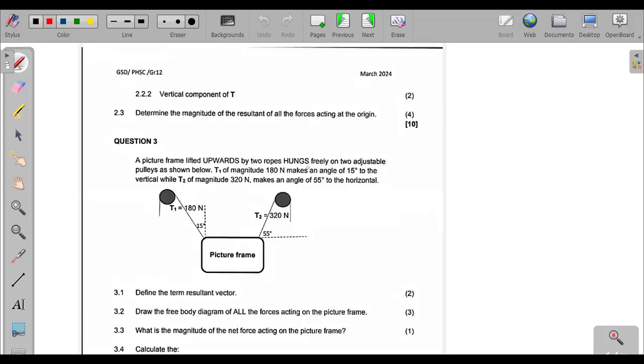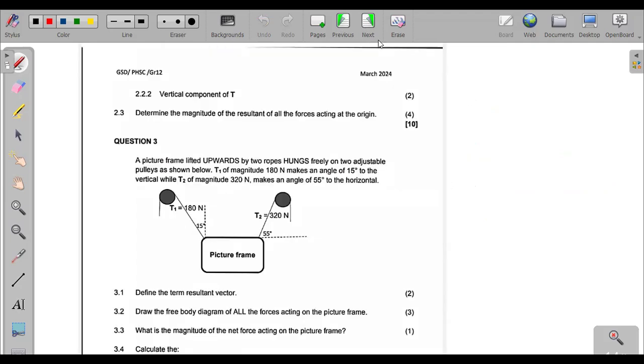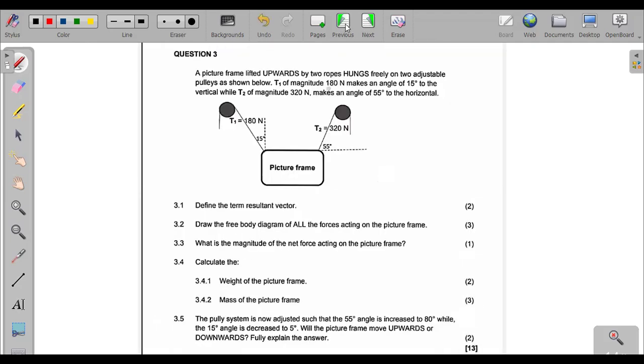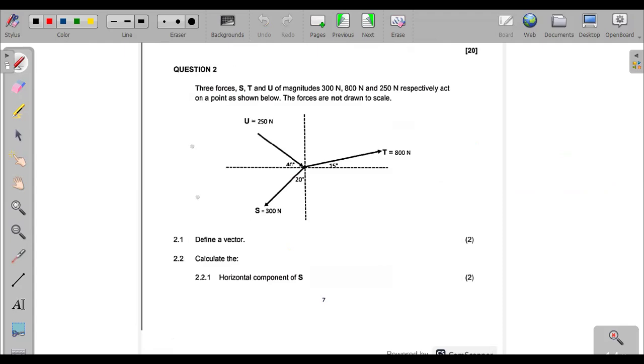2.3 is now saying determine the magnitude of the resultant of all the forces acting at the origin. So we want the magnitude of the resultant force. I'm still going to use the same diagram there. Okay, I just want to indicate it. So we want the magnitude of the resultant force. How are we going to calculate it? We are to consider all the forces that we are having.